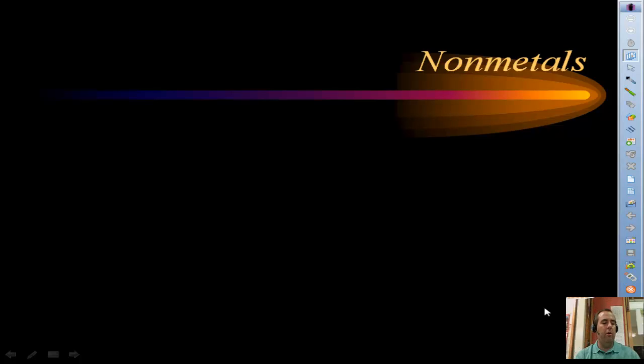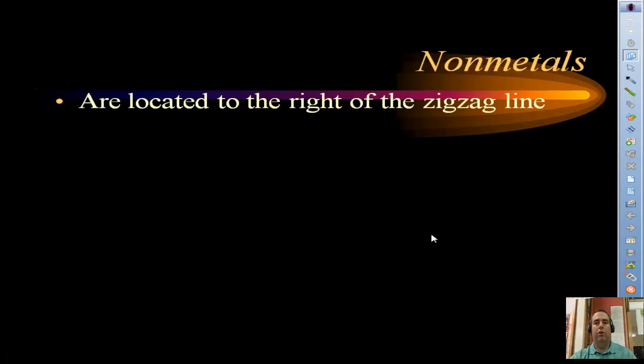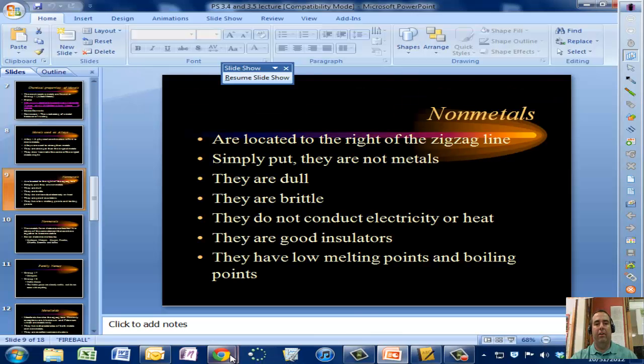If we go ahead and continue our talk about the elements, the first group of elements that we talked about were the metals. Now there are two more categories, and those are nonmetals and metalloids. To the right of the zigzag line, those are going to be your nonmetals. Nonmetals are located to the right of that zigzag line.